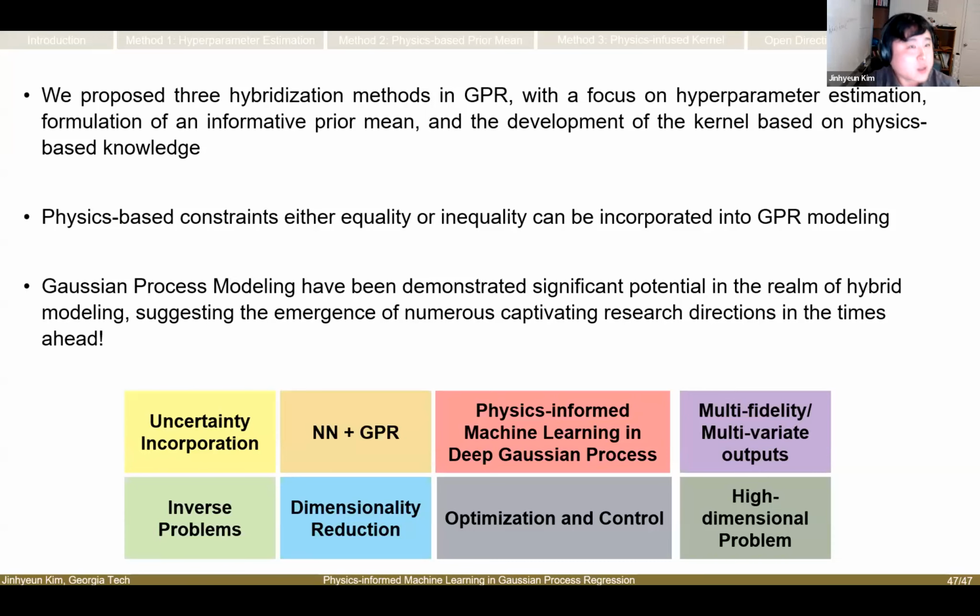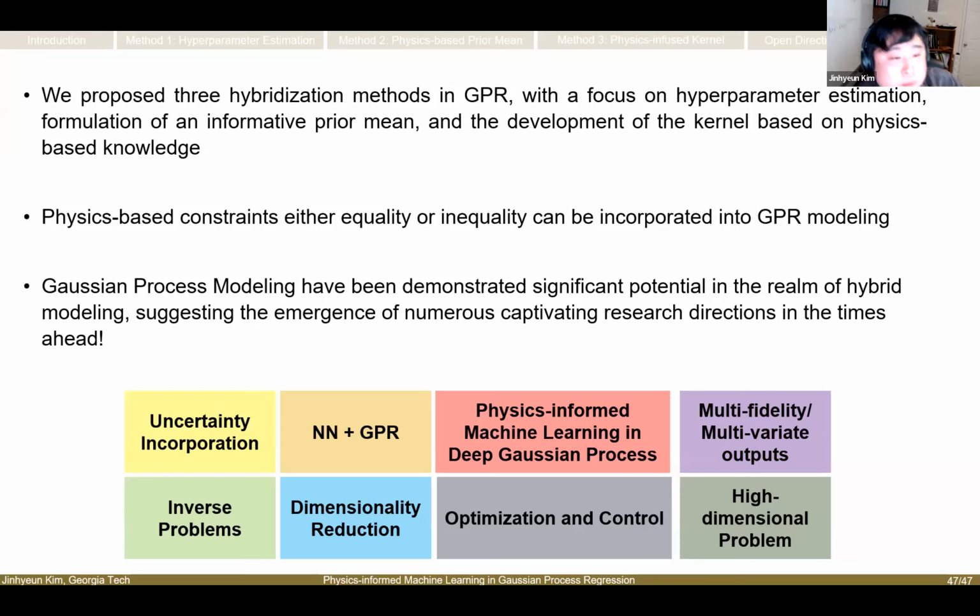In conclusion, we propose 3 different hybridization methods in GPR with a focus on hyperparameter estimation, informative priming, and the development of a new kernel. Physics-based constraints, which can be either equality or inequality constraints, can be incorporated into GPR modeling. GPR, Gaussian process modeling, has been very popular in the physics-informed machine learning field, and there are very exciting areas that I haven't discovered.